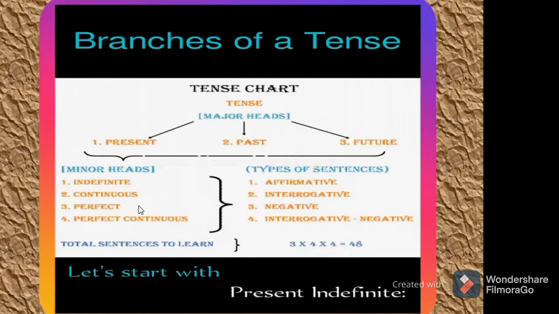So if you multiply these four branches with these further four branches of each branch, then total tenses you have 12, and 12 if you multiply into 4, 48. Don't worry about it that there are too many tenses. Further, I say that there are three tenses only, and these are the branches and sub branches. So we are going to discuss present indefinite with examples, and hope you would enjoy it.